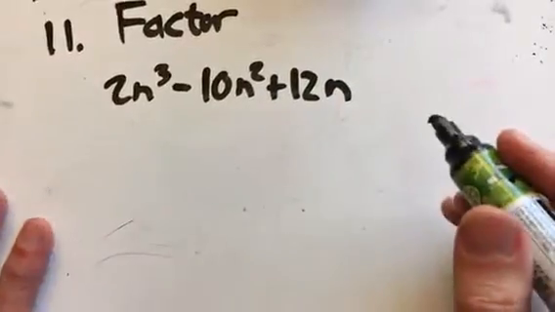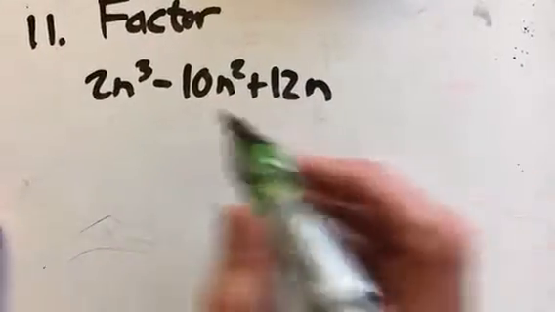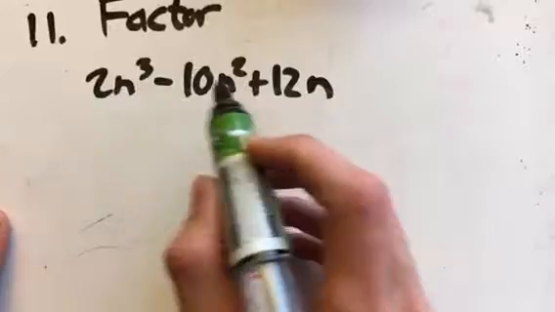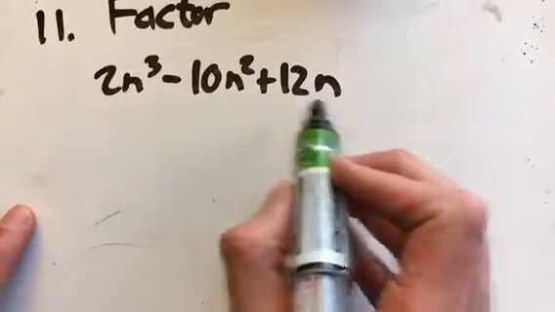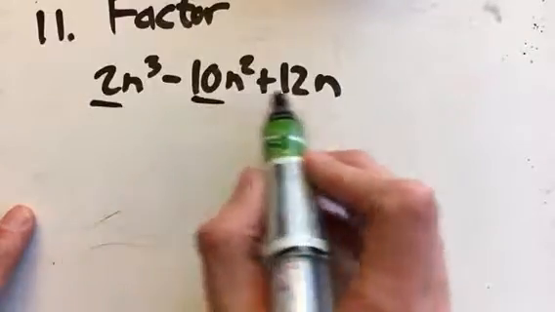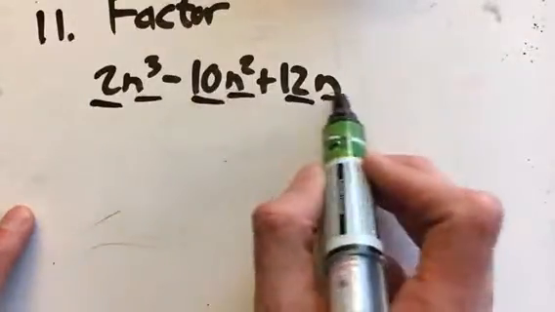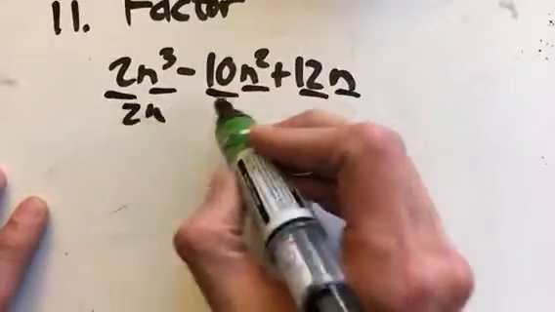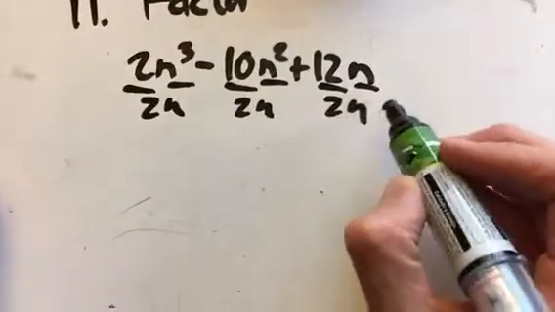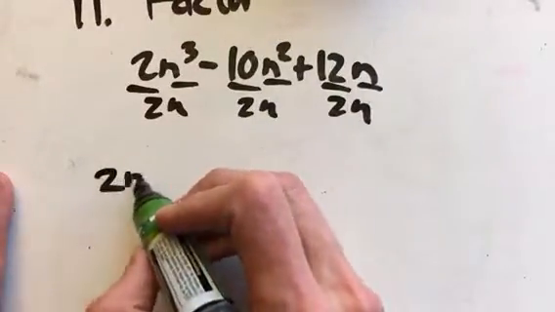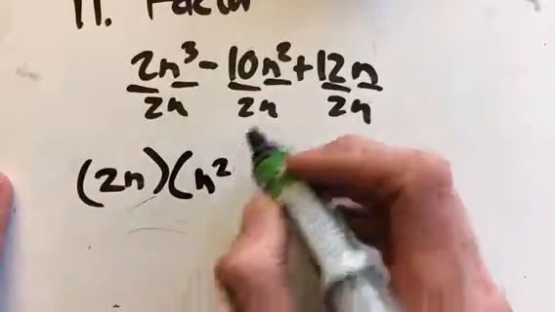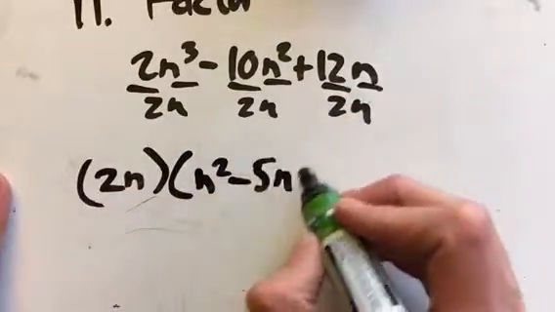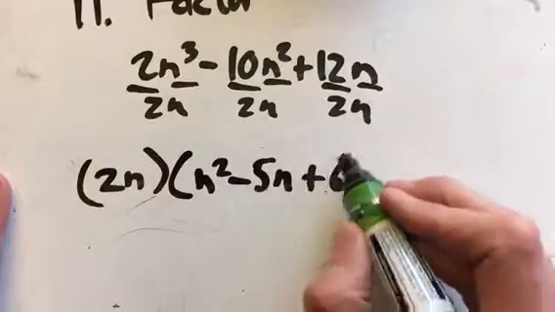Hey, another factor problem. Now it looks like this is almost impossible because you've got cubes and squares and 2s and 10s, but again, factoring though, we can think about what they all have in common. You notice they're all divisible by 2, and they also have an n. So what we're going to do is divide everything by 2n first. So what they have in common, put out here, that's our first factor. And then whatever's left over, n squared minus 5n plus 6, is there.